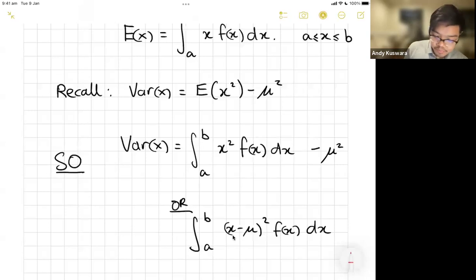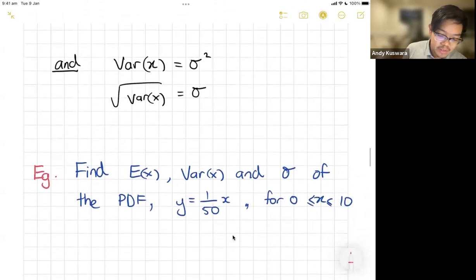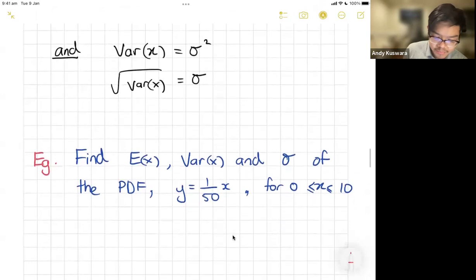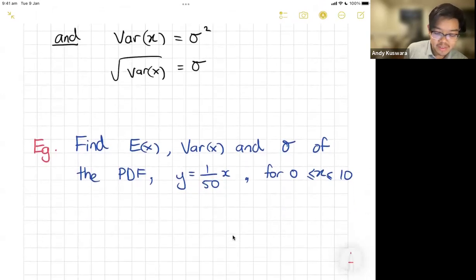Okay, so with that in mind, there are your nice little formulas. Also, don't forget that your standard deviation is the square root of your variance, or your variance is your standard deviation squared. Either one you want to remember.